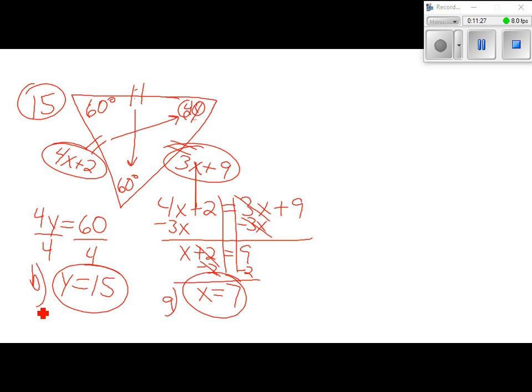Other questions? Is that it? If you didn't grab the notes up there, grab them.